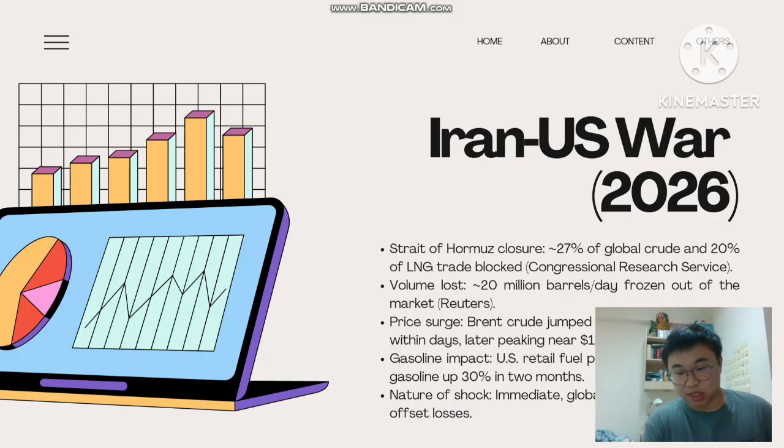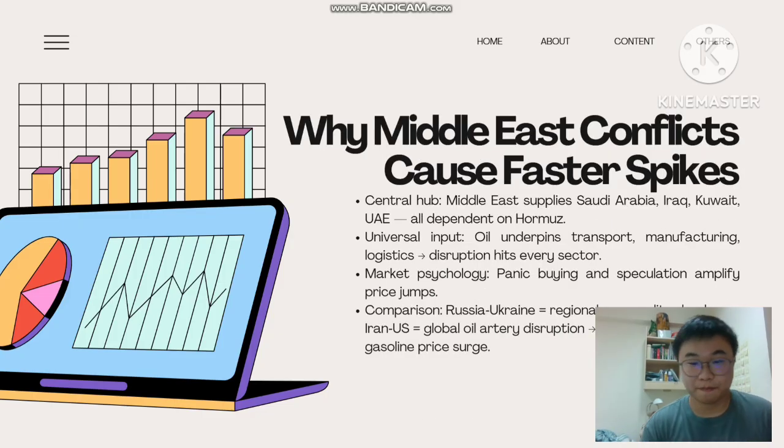Price surge as Brent crude jumped from $71 to $100 within days, then later peaking at $119 per barrel. Gasoline impact: the retail fuel price in the US spiked sharply, and the shock is immediate and global, and there is no spare capacity to offset the losses. Okay, and we will answer why the Middle East conflict causes a faster spike.